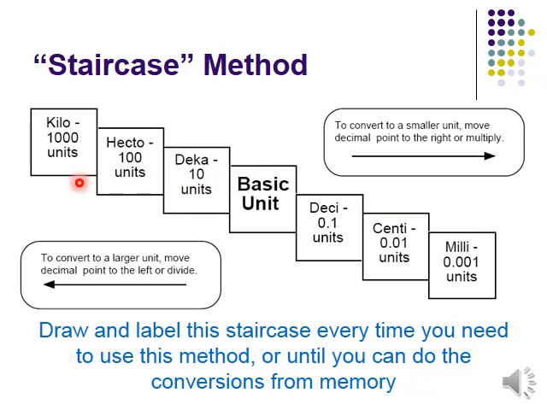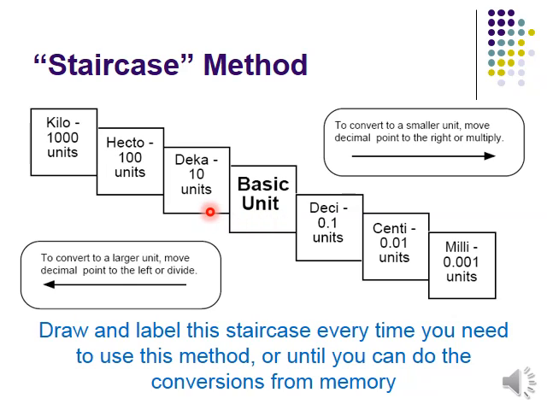Here's another way of looking at the metric system, the staircase method. You have kilo all the way down to your milli, and it shows the value too. So kilo is 1,000 times that basic unit. Hecto is 100 times the basic unit. Deca is 10 times the basic unit. And then below the basic unit, we get into fractions of the basic unit.